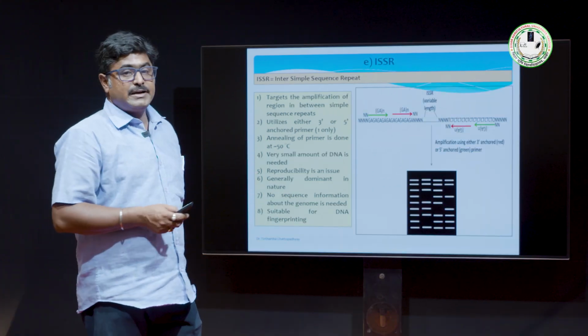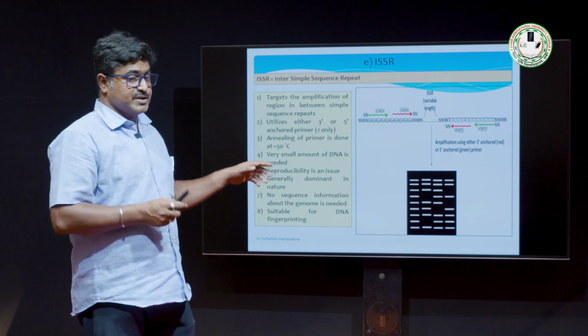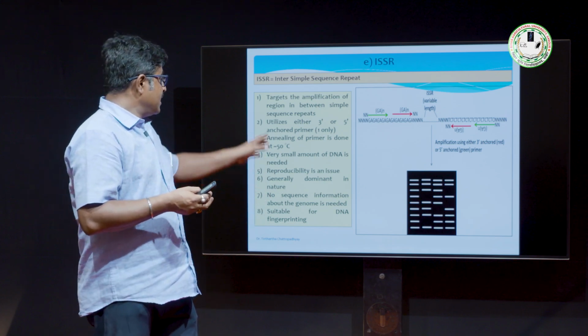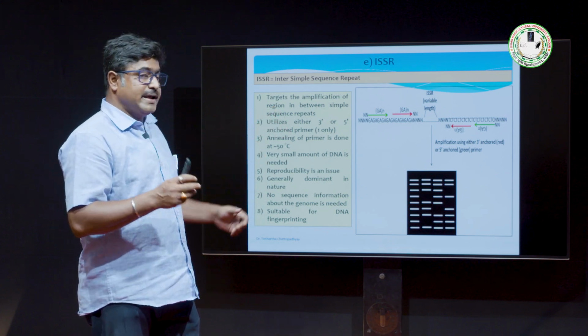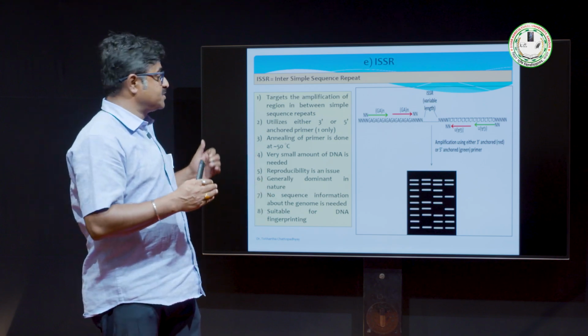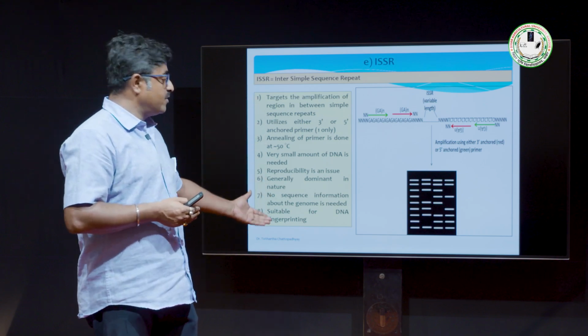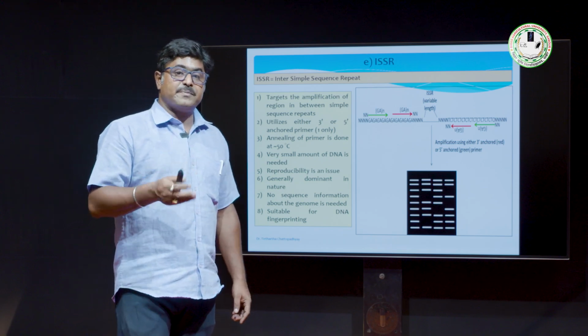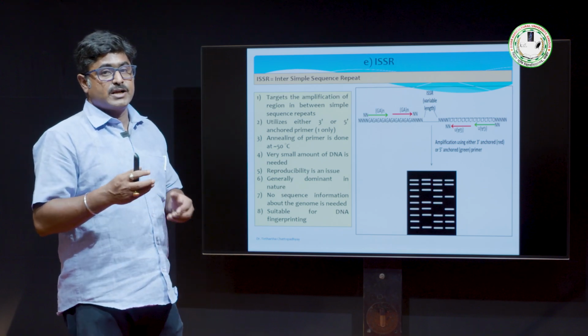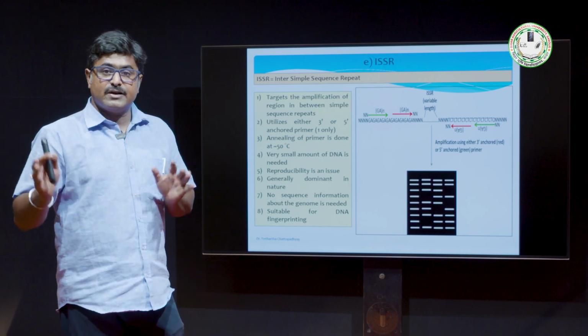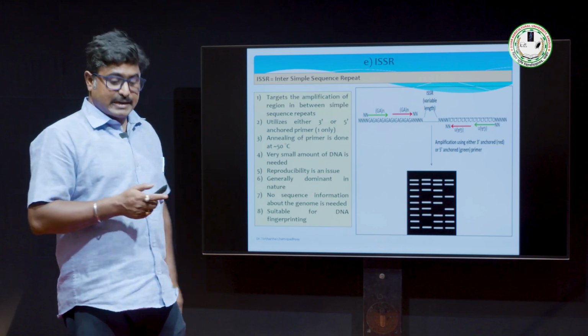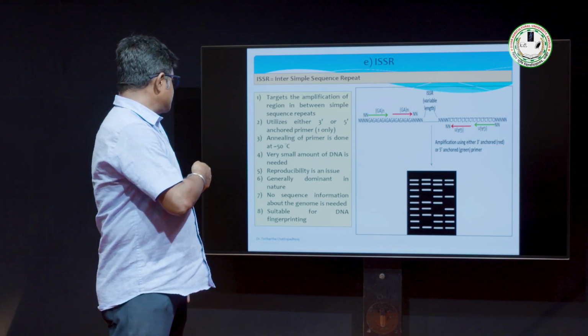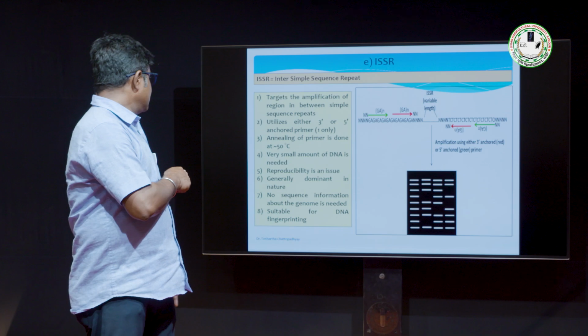And it is a multi-loci primer. Unlike SSR, which amplifies a single locus, ISSR will bind in all the repetitive regions present in the genome and will give you a very nice fingerprint. So sometimes ISSR is used for fingerprinting, particularly in tissue culture to test the genetic fidelity of the plantlets. The ISSR technique can be used. So a very small amount of DNA again is needed.